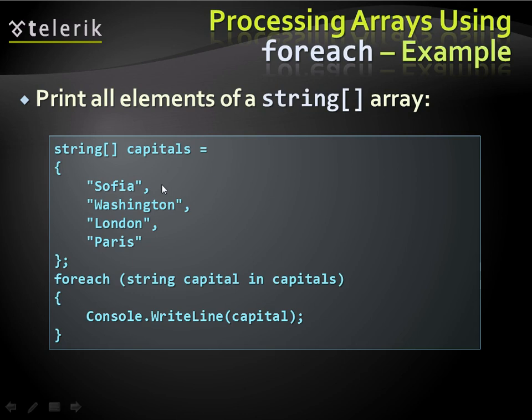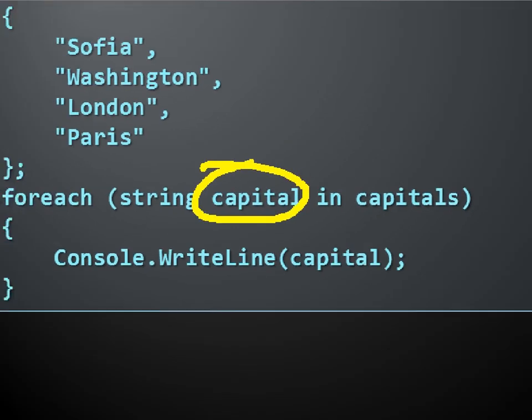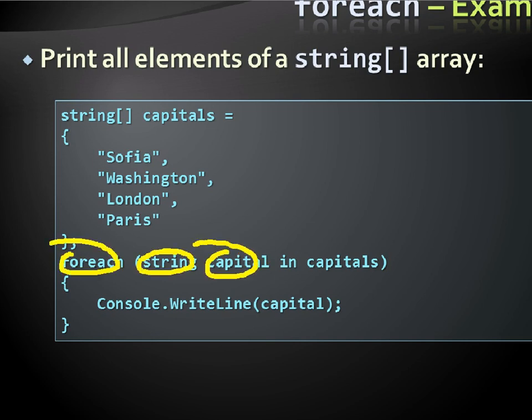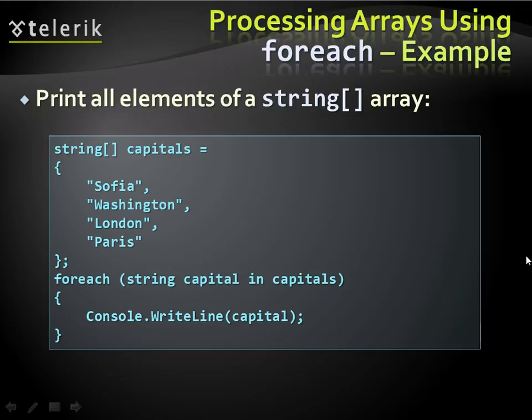We have an array of towns, which are some capitals of some countries. We process them with for each, and in the capital variable we get all the capitals one by one. For each type variable in array, and we write it. It seems a little bit easier than using the indexer, making a for loop from 0 to the length minus 1, but it has some restrictions.